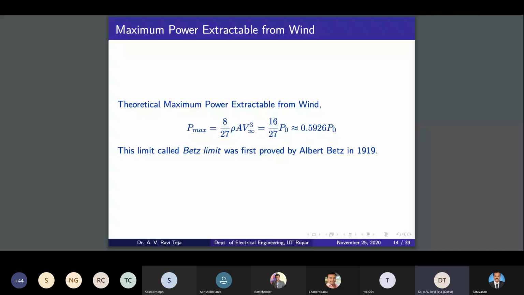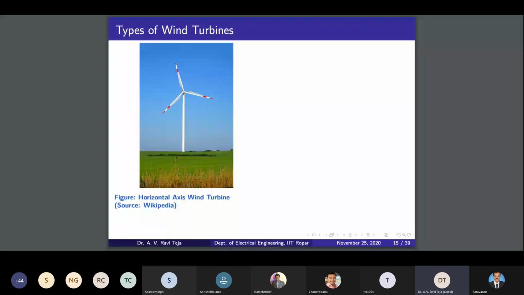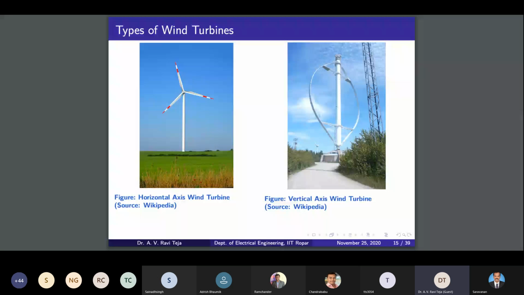Then we'll see different types of wind turbines and decide which turbine would be suitable for which kind of location. Right? There are basically two types of wind turbines: horizontal axis wind turbines and vertical axis wind turbines. Horizontal axis means the axis of rotation is parallel to the ground, horizontal to the ground. If we see the left side figure, that turbine rotation axis is parallel to the ground. That is why it is called a horizontal axis wind turbine.